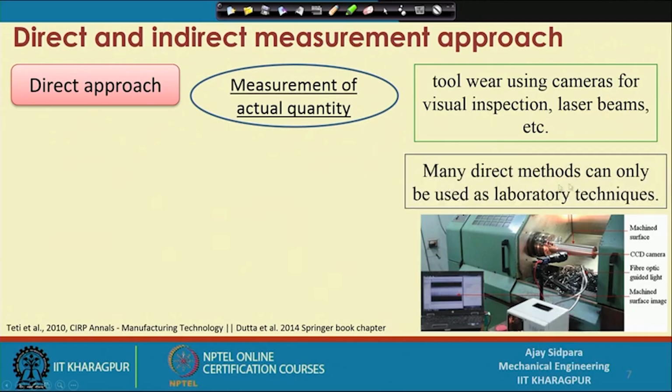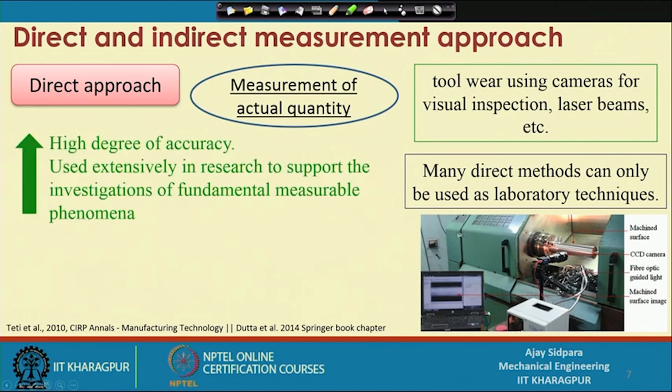Many direct methods can only be used as a laboratory technique, because if you put many things here and there, then the machining operation cannot be performed well. These things will occupy many spaces, and you do not have the liberty to set the workpiece and then set these parameters again. There are advantages, though: a high degree of accuracy, because you are measuring what you require directly, with no conversion between two different values. It is used extensively in research to support the investigation of fundamental and measurable phenomena.